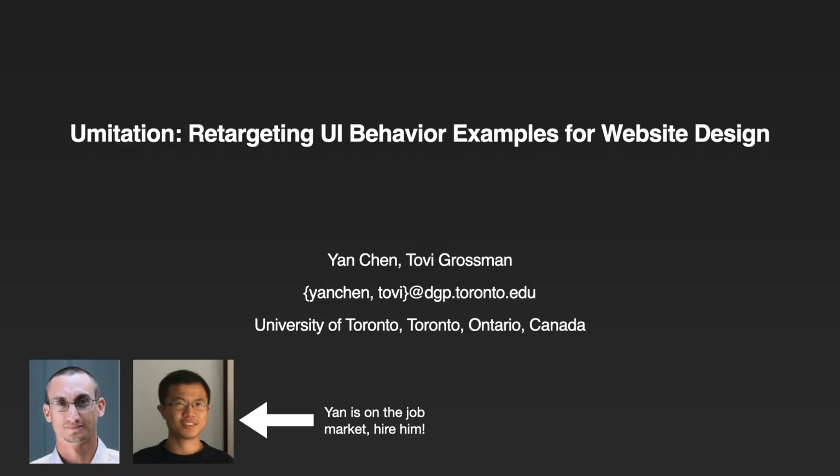Today I'll be talking about Umitation, a research prototype that allows web interface designers to easily retarget front-end UI behaviors they find online to their own websites. This work is done together with my postdoc host, Professor Tovi Grossman.